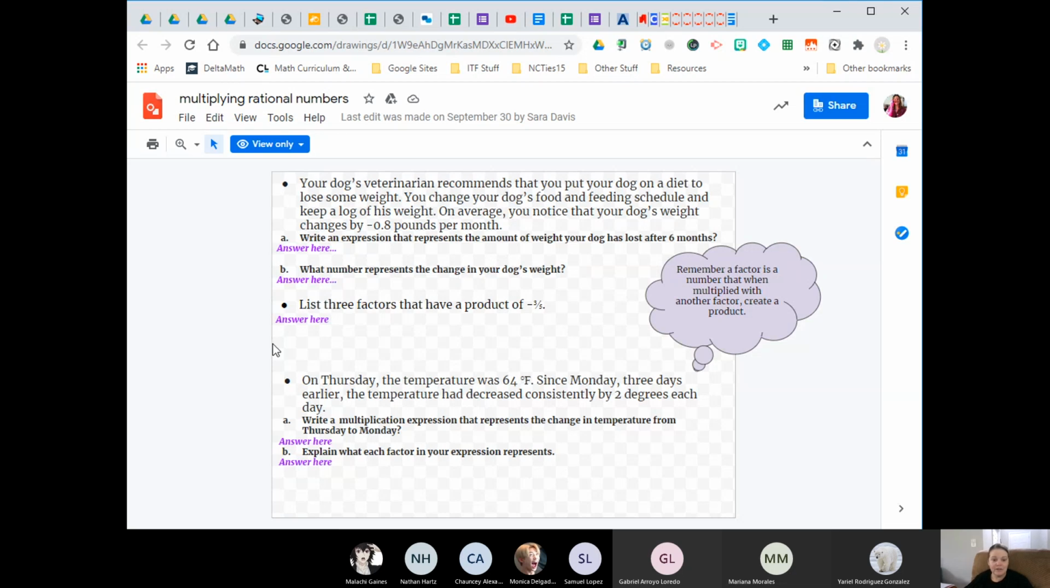And then you need to list 3 factors that have a product of negative 3/5. I know it's a little hard to read, but it's negative 3/5. And a factor is a number that, when multiplied with a number or another factor, gives a product. So 2 numbers that you would multiply together, okay? And then the last one is another word problem talking about temperature decrease, and wants you to write an expression and explain what each factor in the expression means. Okay. Any questions about those 5 problems that you're going to do?